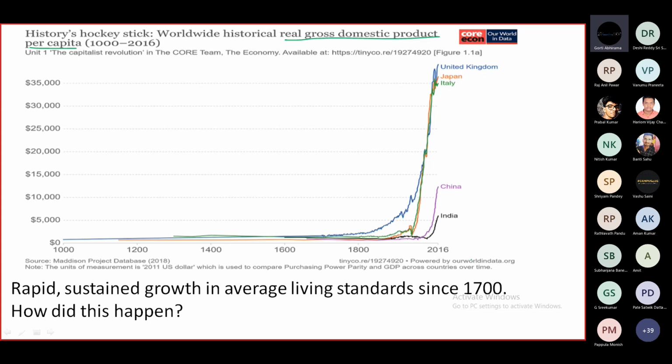Anyone, what are your observations? So this is your real gross domestic product per capita, and these are the countries for which we have plotted. If we plot for other countries as well, you will have a similar picture. So what are the things you can note out of these?